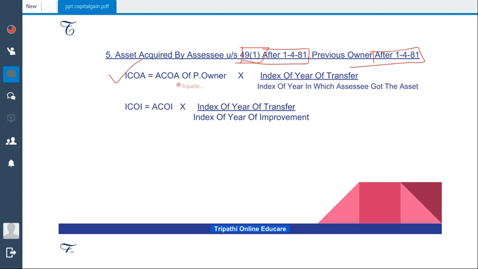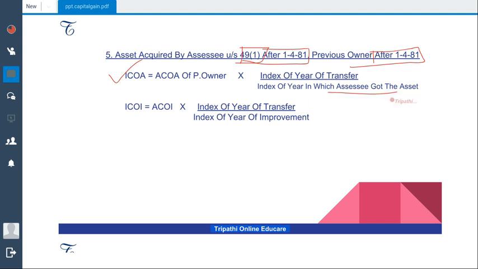Now we don't have fair market value here. Why? Because you are getting this asset after 81, as well as the previous owner also bought this asset after 81. So no one is before 81. Hence, you will not have to compare the actual cost of acquisition with the fair market value, right? So the formula got changed. It will be actual cost of acquisition of previous owner into index of year of transfer upon index of year in which SSC got the asset.